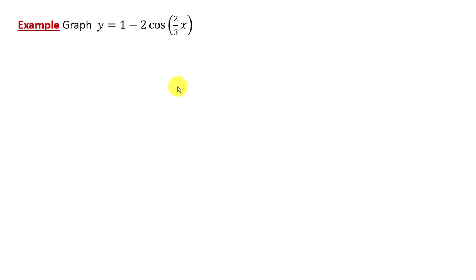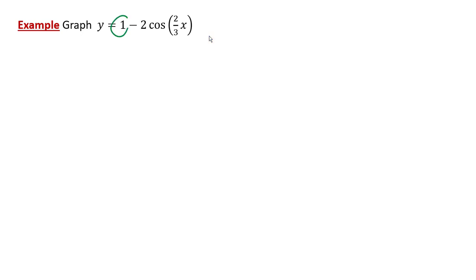Let's try one more example. We need to graph y equals 1 minus 2 cosine of 2 over 3 x. We can see that this function also has a number outside of the cosine in this case. But are we going to have to shift up or down in this case? Whenever a number is in the front and not at the end, it may be a little bit confusing. So what you want to start with is to move that number to the end, and then it will be clear what has to be done.